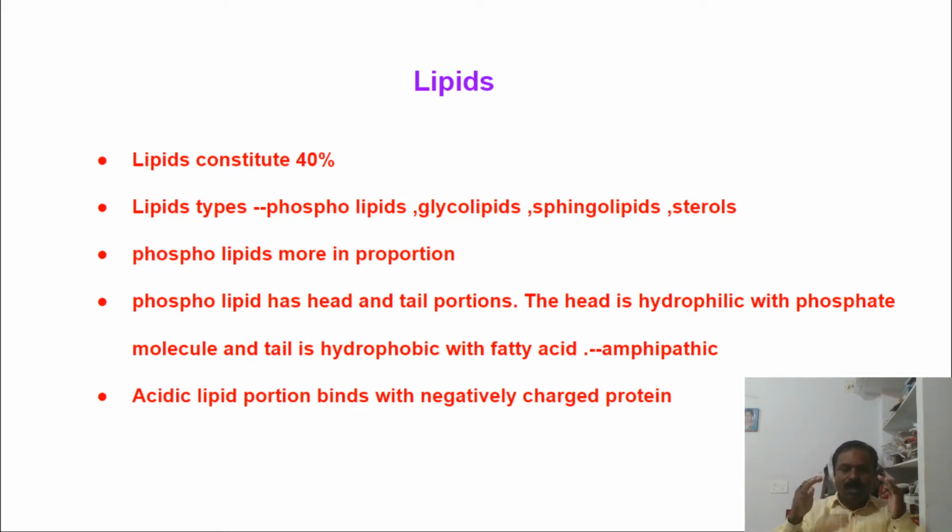This lipid portion, just now we discussed that in the center the lipid portion is there, and on either side the protein portion is there. The lipid portion is acidic in nature and it binds with the protein which is negatively charged. By binding with the protein layers on either side, this plasma membrane is formed.